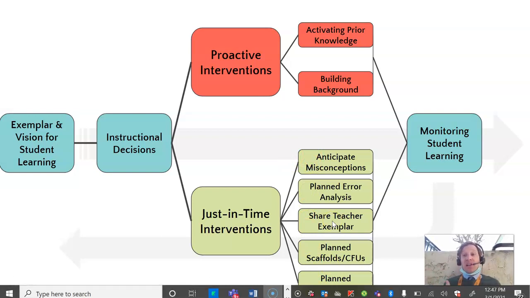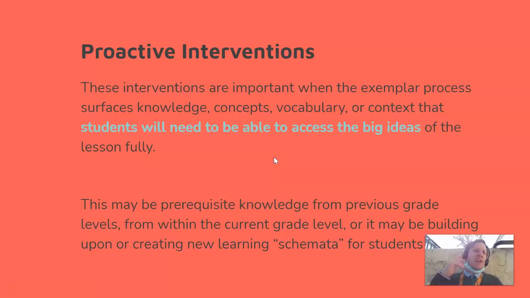We're also going to talk about how to monitor student learning as we make these instructional decisions, so that we can gather data during the lesson, at the end of the lesson, or throughout the lesson, to really check if our instruction is working or not, and continue this process of exemplar to drive instructional decisions, then monitoring student learning, and rinsing and repeating. So what are these interventions that the exemplar and vision for student learning can inform?